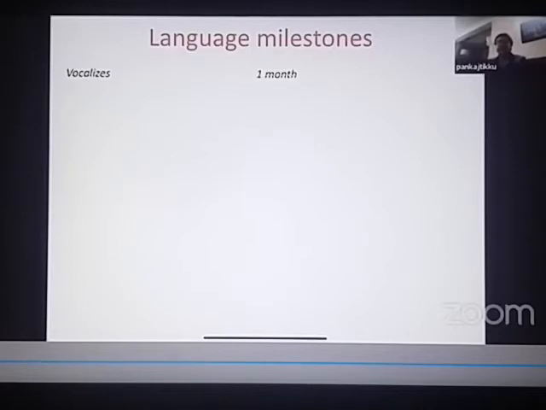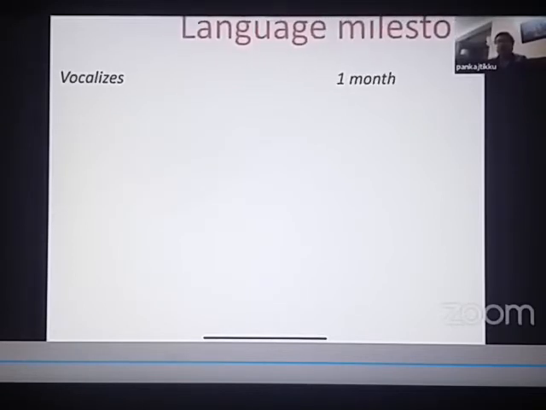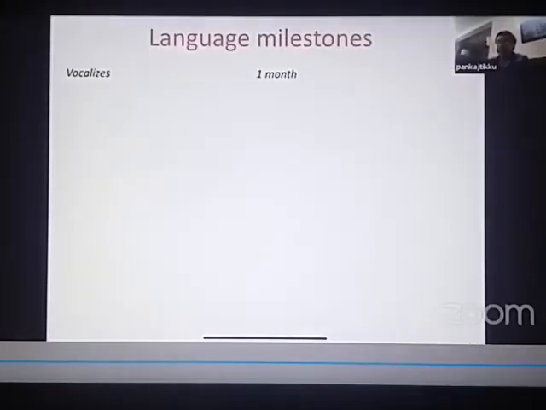The first thing that you need to remember is when does a child start to vocalize. So the child starts to vocalize at the age of 1 month. He's not using any monosyllables or bisyllables, but he's producing some sounds which is known as vocalization. So when does a child start to vocalize? It is at the age of 1 month.